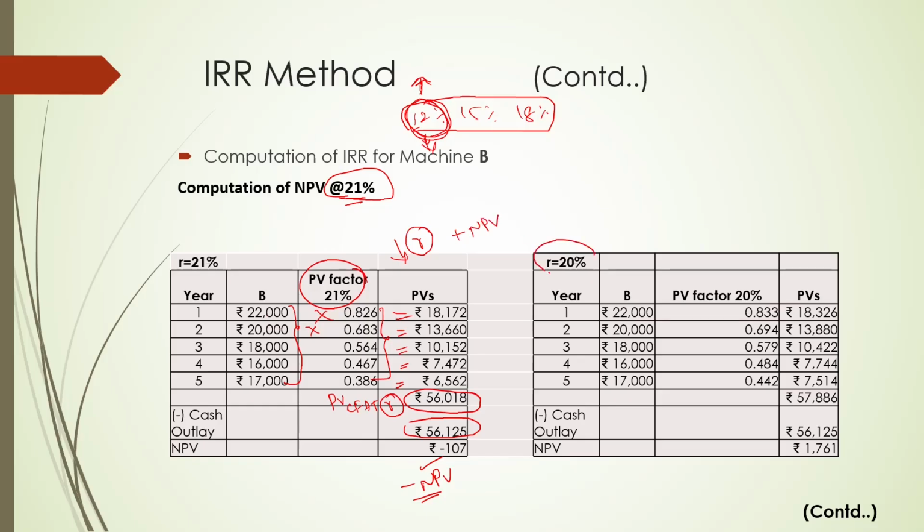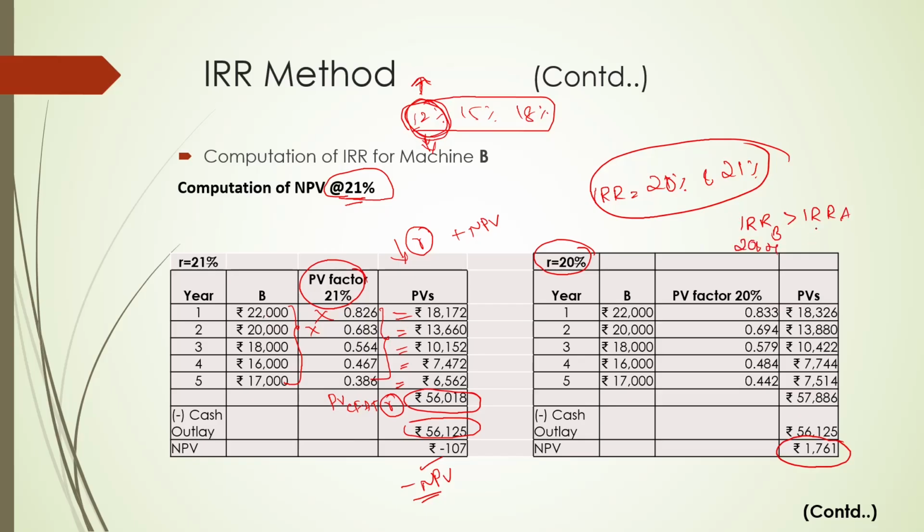So let us decrease the rate to 20%. Calculated, here it is giving 1761, right? So your IRR is going to lie between 20% and 21%. Right? So by seeing this itself, you can say the IRR of B is higher than the IRR of A, because the IRR of B lies between 20 and 21, whereas A was 17 point something. So of course, obviously we are going to select B, but let us see what the IRR of B is.